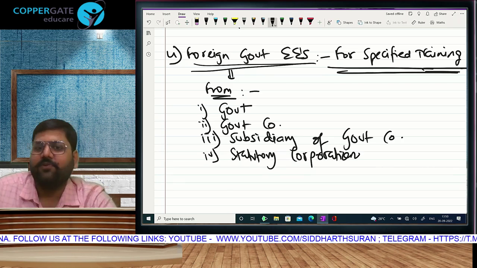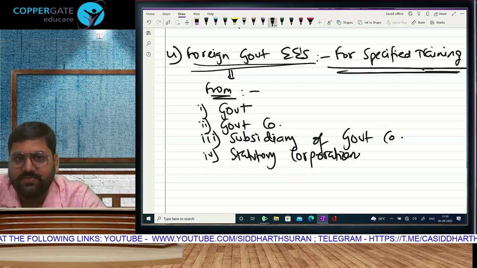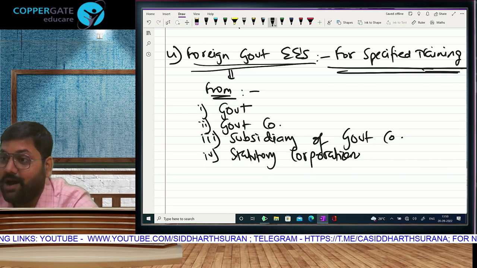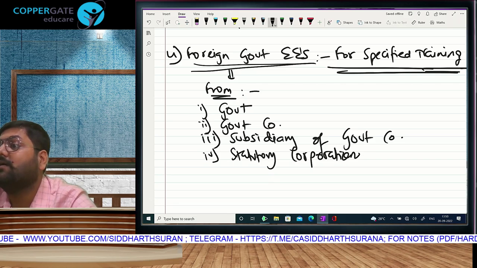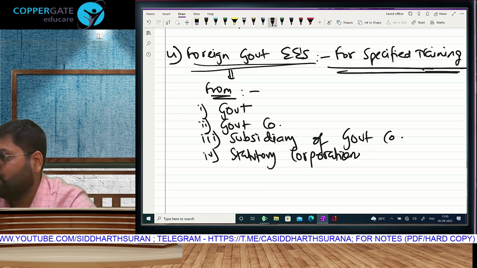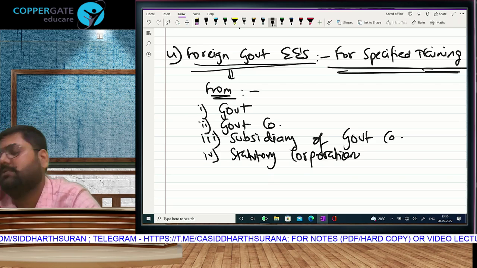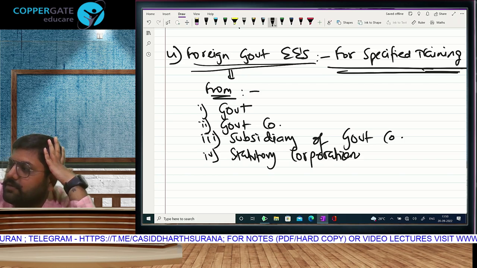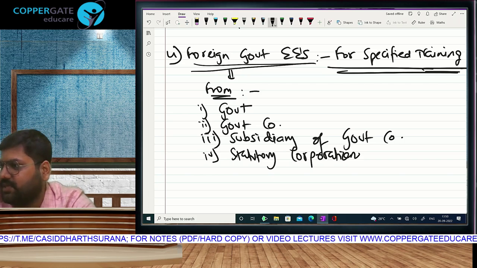Statutory corporation. Do you have any idea what is a statutory corporation? Yes, an organization which operates under a law. That law can be enacted by the central government or a state government. Example, the Institute of Chartered Accountants of India, the Institute of Company Secretaries of India, for anyone pursuing CS along with CA.